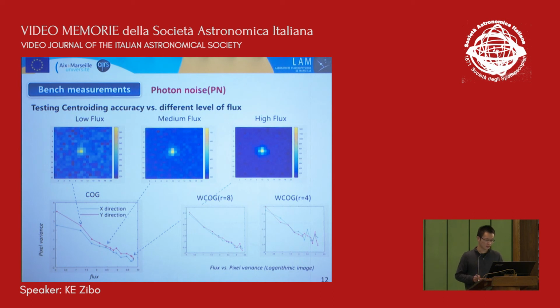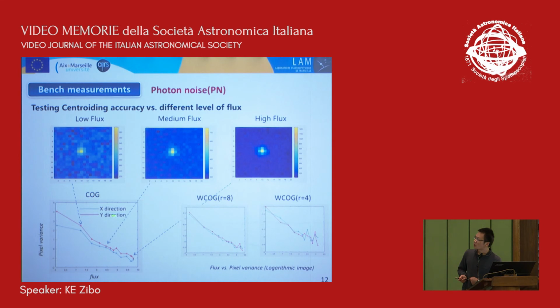And another important noise is photon noise. We measured the centroiding accuracy at different levels of flux. We can see this is a lower flux, medium flux, and high flux. It corresponded to this image. This is the relationship between the flux and the pixel variance, and we test the two directions.